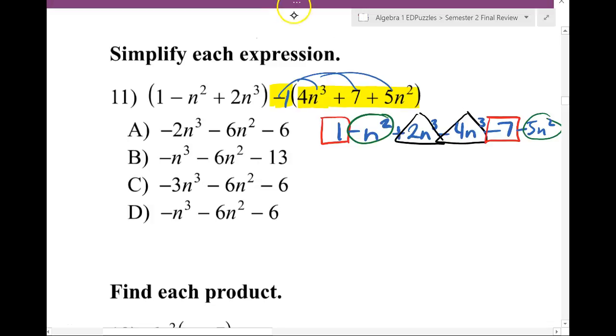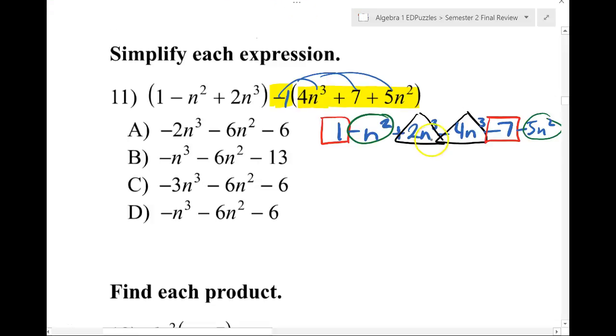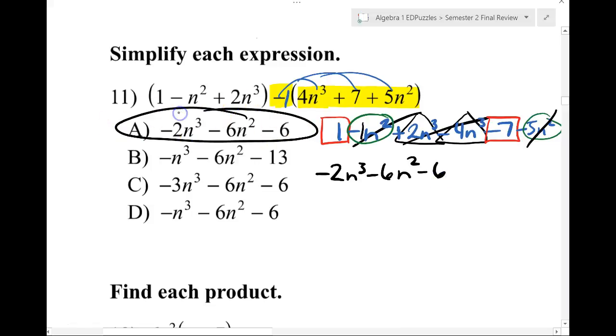Now remember, you want this in standard form. So standard form, you start with the highest exponent. So 2n cubed minus 4n cubed, or 2 minus 4, is negative 2n cubed. So done with those. And then we want to go to the next one, which is the squared terms. So negative n, which is negative 1, minus 5 would be negative 6n squared. So done with those. And then we have 1 minus 7, which is negative 6. So which one is that? That would be A. Okay?